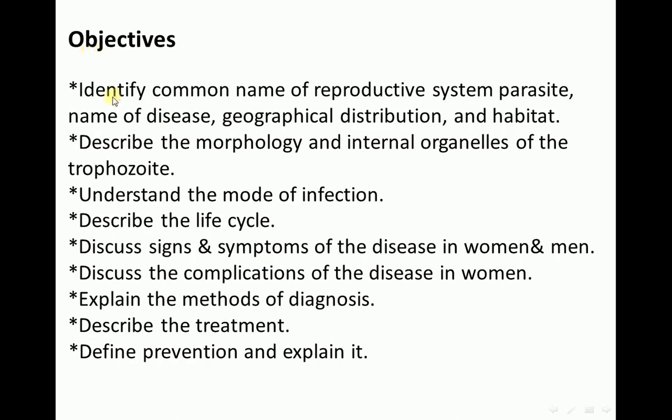Objectives: identify the common name of the reproductive system parasite, the name of the disease, its geographical distribution and habitat. Describe the morphology and internal organelles of the trophozoite. Understand the mode of infection. Describe the life cycle. Discuss the signs and symptoms of the disease in women and men. Discuss the complications of the disease in women. Explain the methods of diagnosis. Describe the treatment. Define prevention and explain it. These are the objectives of our lecture.